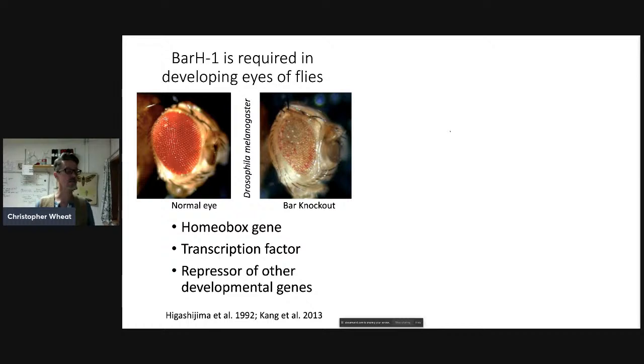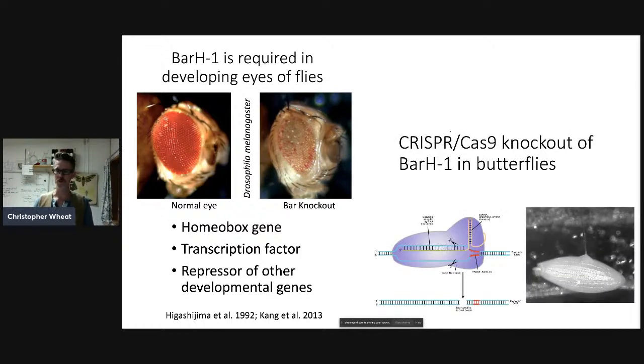Now that got us really excited, right? Because alba is the absence of pigment in our butterflies. So we thought that was really interesting. And then what we did was we used CRISPR-Cas knockouts of the BARH1 gene in the coding region to see what that would actually do to test this hypothesis that that was an important gene in our color phenotype. Here we're just injecting a Colias crocea egg with Cas9 and guide RNAs.